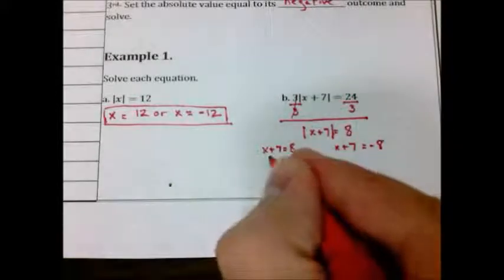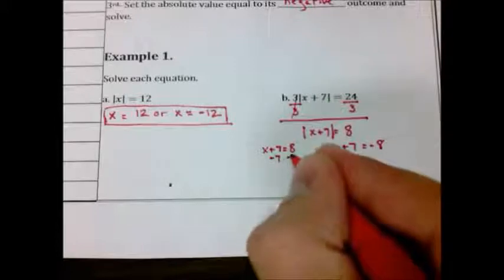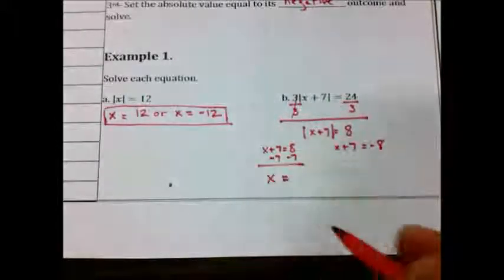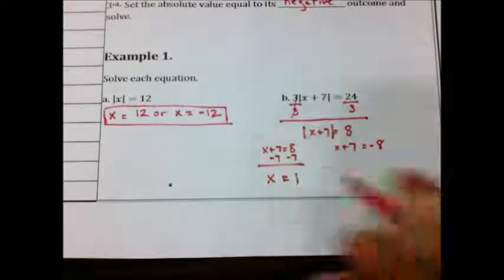We've got to get rid of that positive 7. The opposite of addition is subtraction, so we subtract 7 on both sides. We end up getting x is equal to 8 minus 7, which is 1.